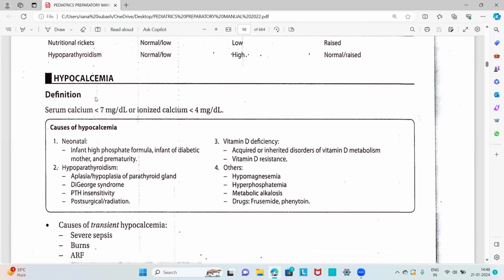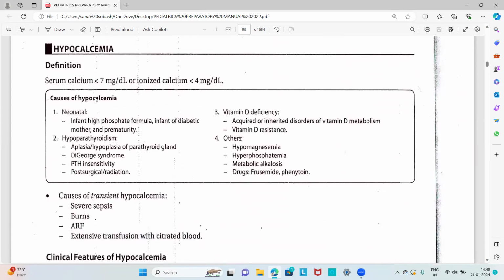Then about hypocalcemia, that is our main topic. That is a short note on hypocalcemia in children. So the definition of hypocalcemia is a serum calcium level less than 7 milligram per deciliter, or ionized calcium less than 4 milligram per deciliter. That is, total serum calcium less than 7 milligram per deciliter, or ionized calcium less than 4 milligram per deciliter, is called hypocalcemia.